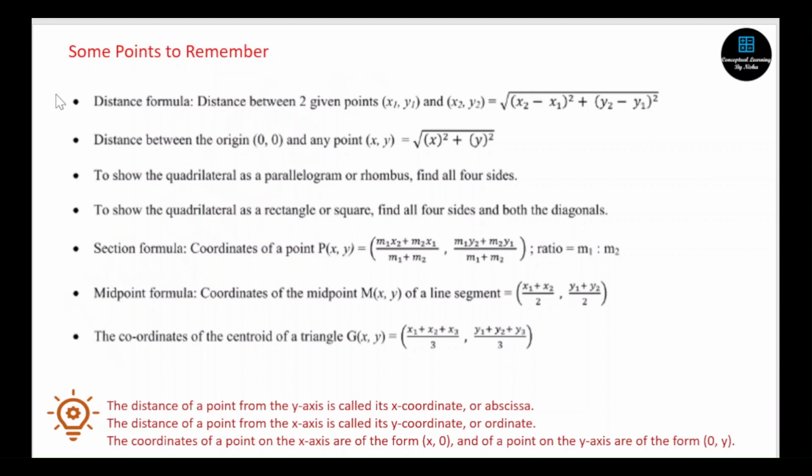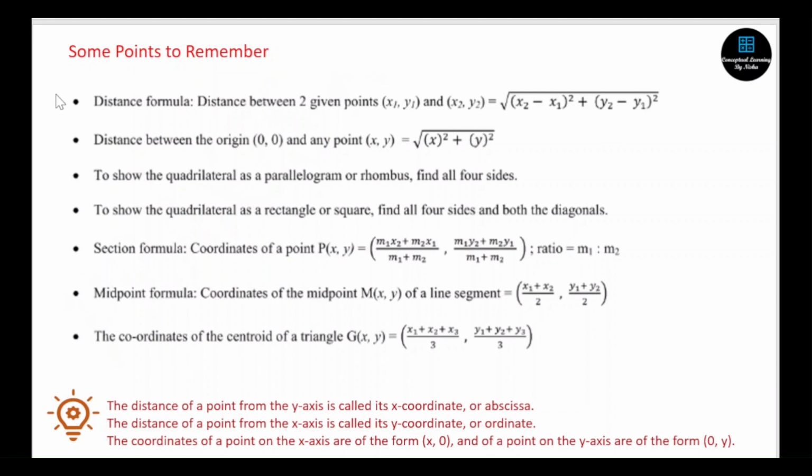Distance formula gives the distance between 2 points, which is given as square root of (x2 minus x1) whole square plus (y2 minus y1) whole square. Distance between origin and the point is given as square root of x square plus y square. Now some tips and tricks are given. Section formula is given.